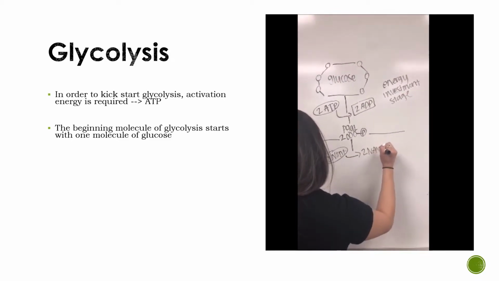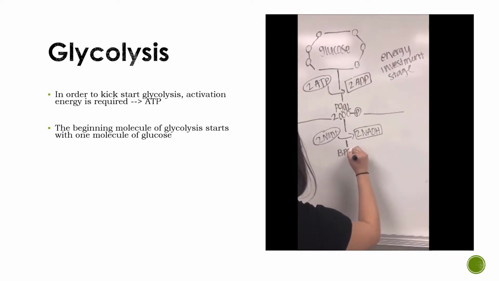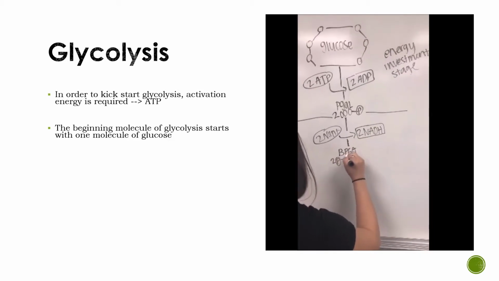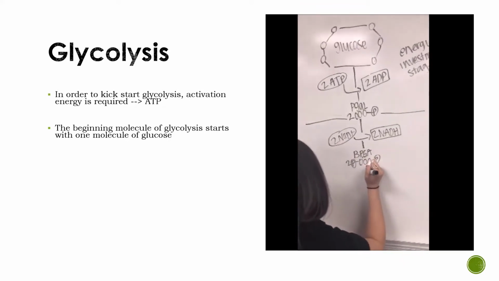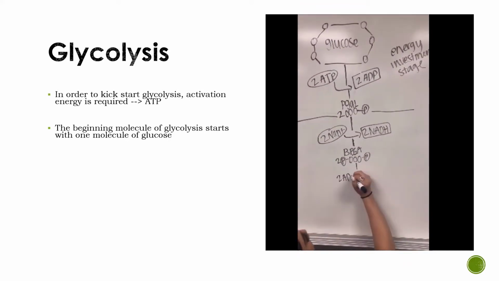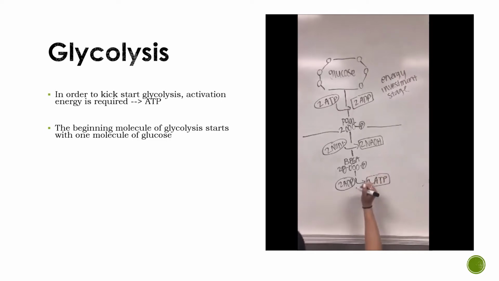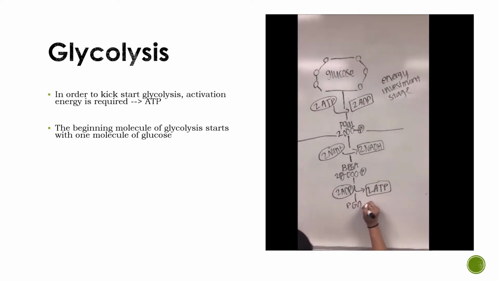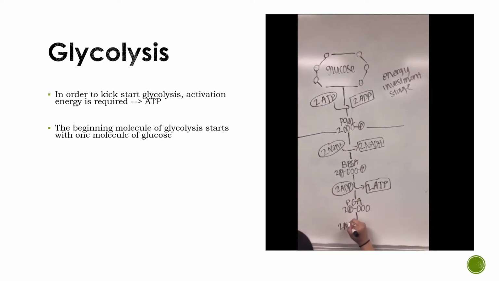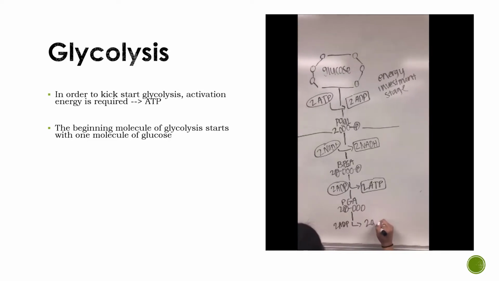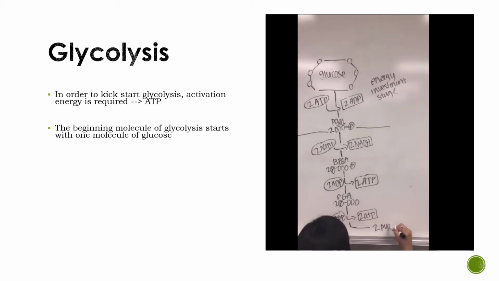And this is going to happen in our energy investment stage. So we spend 2 ATPs and make 2 PGALs. The 2 PGALs are used to reduce NAD+ to NADH. These PGALs are converted into BPGA, or biphosphoglycerate. So the BPGA will phosphorylate ADP to ATP, and BPGA will then become PGA. The 2 PGA then phosphorylate another 2 ADP into 2 more ATP, producing 2 pyruvate.